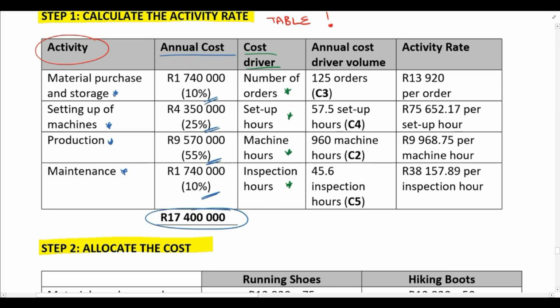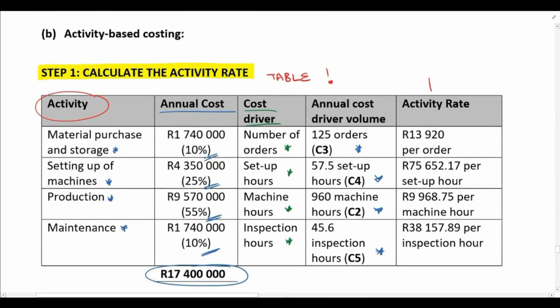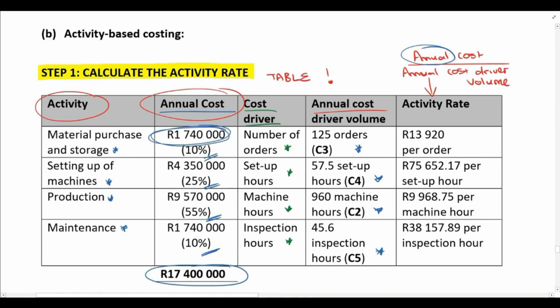And the lucky thing is, you have already done all of these calculations. As we read through the question, I said to you, let's do these calculations. So we already did work out the total number of orders, the total setup hours, the total machine hours, and the total inspection hours. And what I want you to be aware of when you are calculating this activity rate is that you are just taking the annual cost and dividing by the annual cost driver volume. And you need to be consistent. If this is the total cost for the entire year, the annual cost, this must be the total number of orders for the entire year.